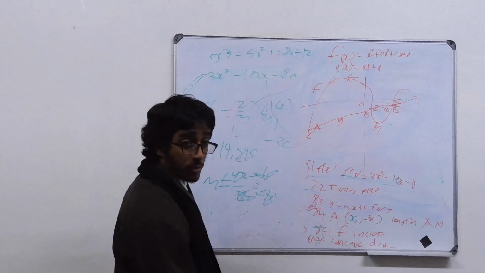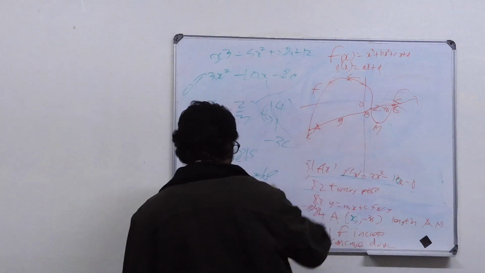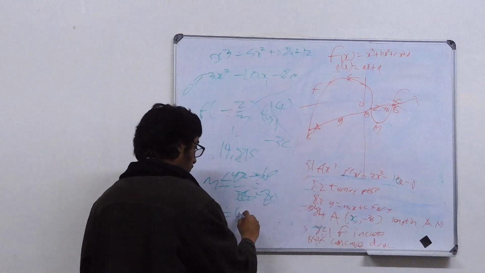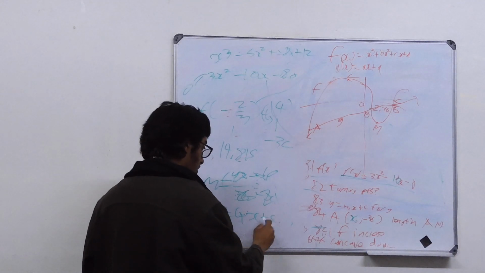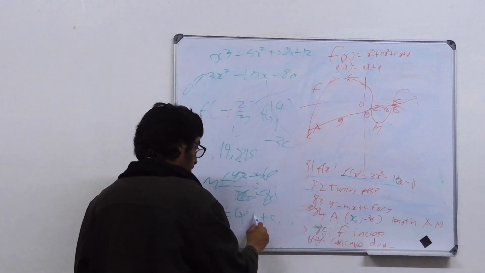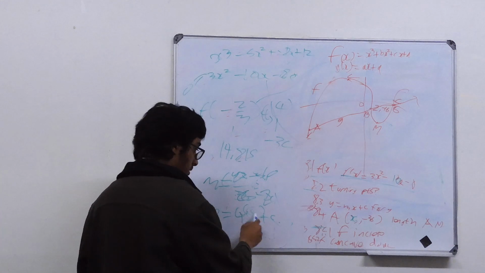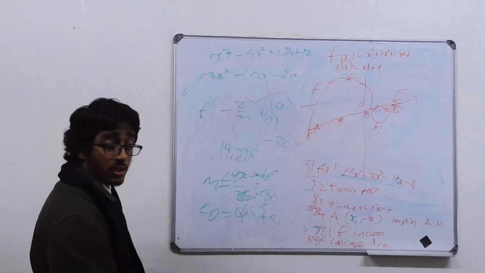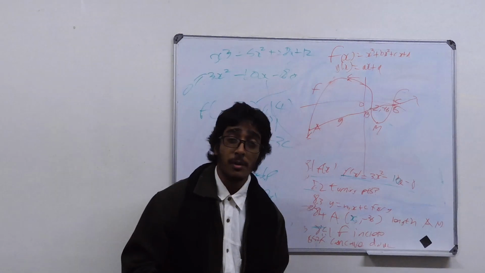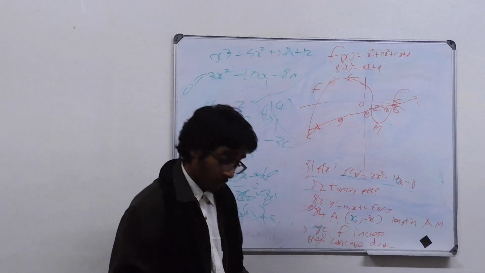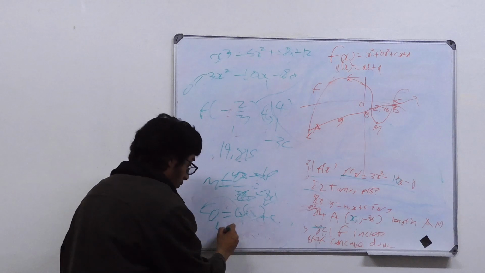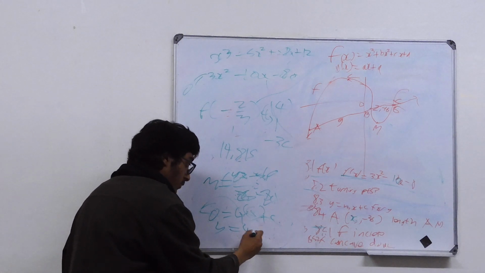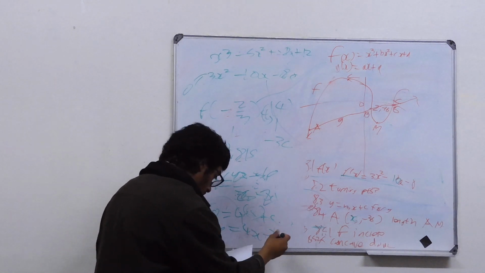Then we can substitute it for any point. I'm going to substitute it for this first point. Y equals 4x plus c. There it is. 4 times 6 plus c, since x is 6, y is 0. Take this to this side. C equals -4 times 6. So c equals -24. Therefore, the equation is y equals 4x minus 24.